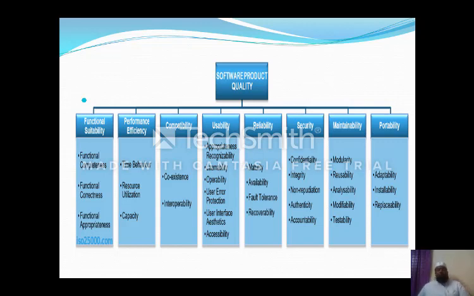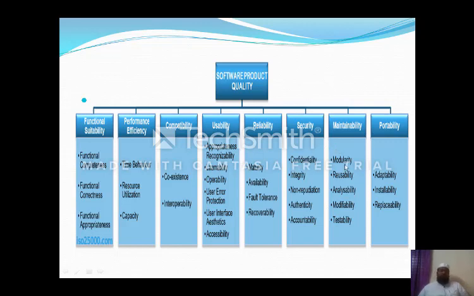Reliability: up to what maturity level is the software reliable? Availability: is this software available to access or not? Are there any fault tolerances, any faults or mistakes? Is there any recoverability for that software?